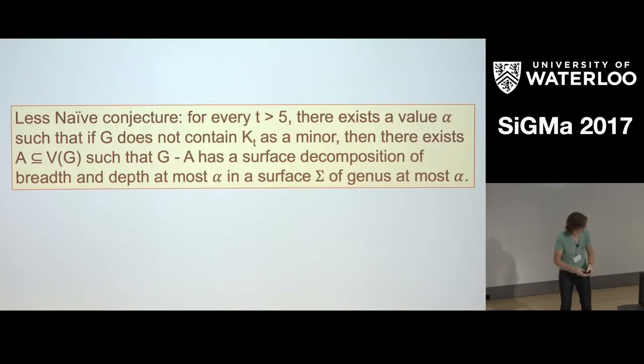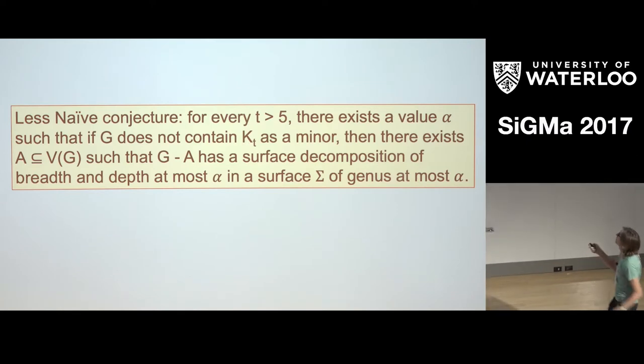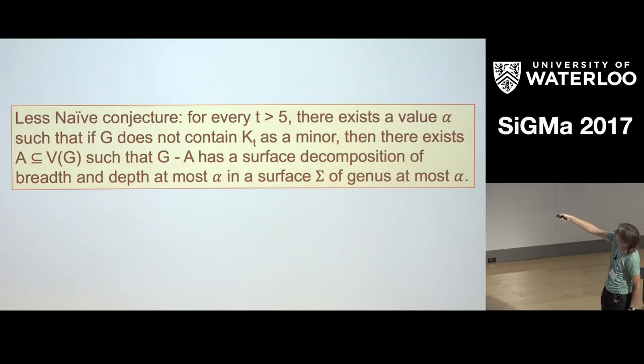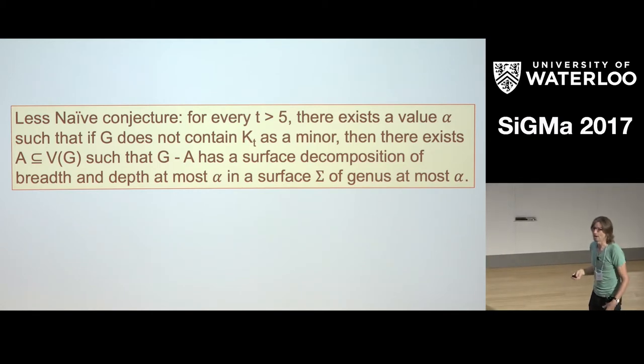OK, so here's a less naive conjecture. For every t at least 5, there exists a value alpha, such that if G does not contain K_t as a minor, then there exists A, the A for apex, an apex set of vertices, such that G minus A has a surface decomposition of breadth at most alpha and depth at most alpha in some surface of bounded genus. So I'm able to draw it with crossings, but I can concentrate the crossings in a bounded number of faces.